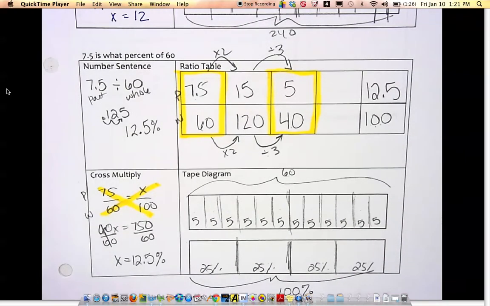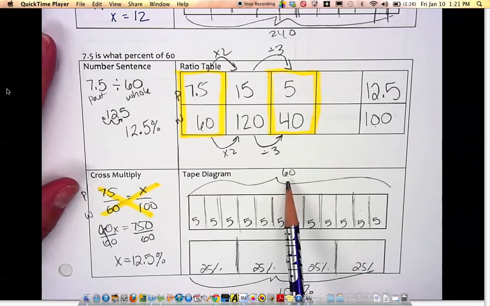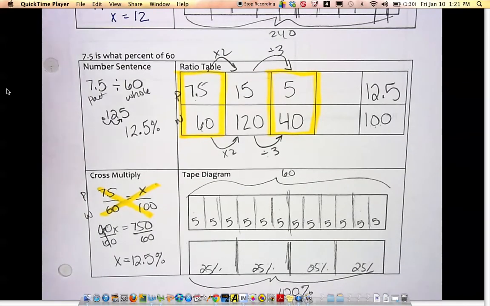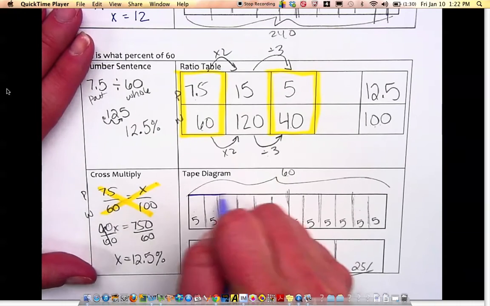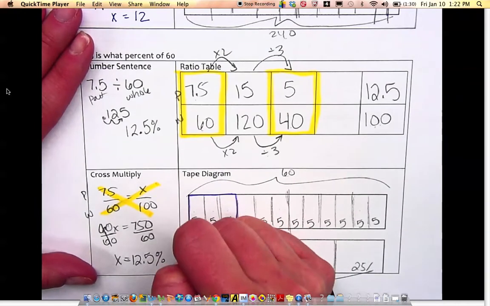Okay, so I see that actually if I take 60 and divide it into 4 parts, 60 divided by 4 is going to be 15. So I think I'm gonna outline my 15s here. So I'm gonna put them in different colors.